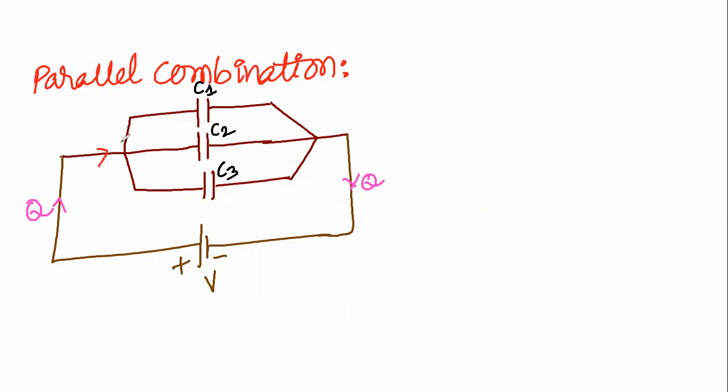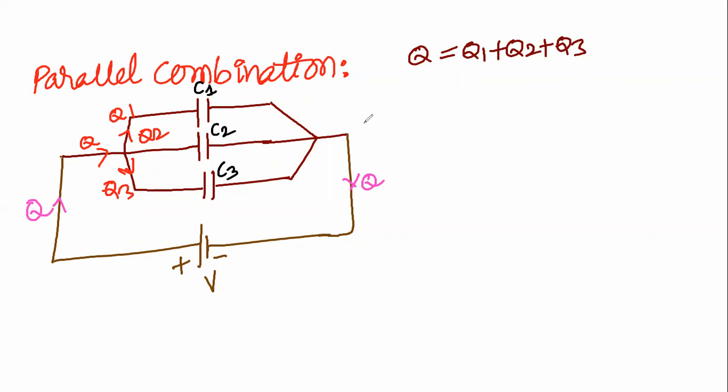Then the charge splits into Q1, Q2, Q3 like this. The charge splits. Then the total charge Q is equal to Q1 plus Q2 plus Q3, the total charge.